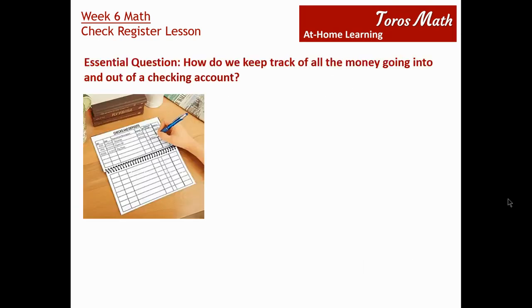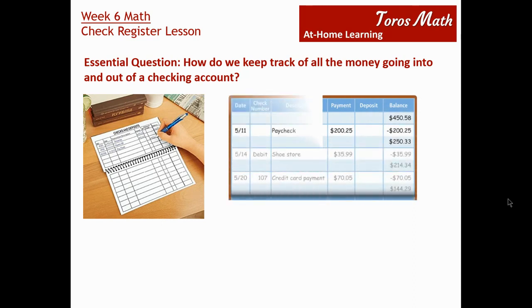for example. So the big question with all of these transactions going on, withdrawals and deposits: how do we keep track of all the money that's going into and coming out of a checking account? For those of you who have been working on the math assignment this week, you're starting to see this line by line format, and that's called a check register. So, where we are going to register all the cash that's going into or coming out.